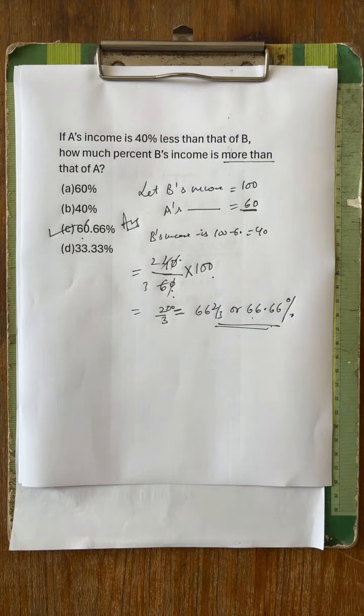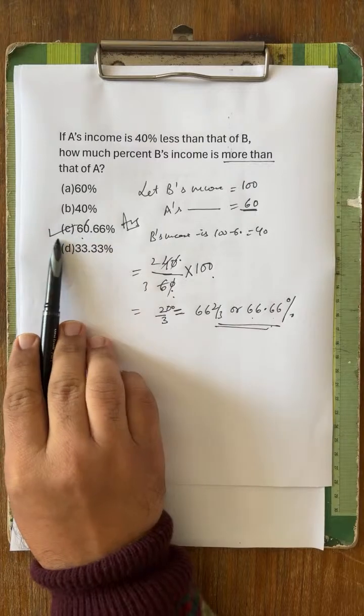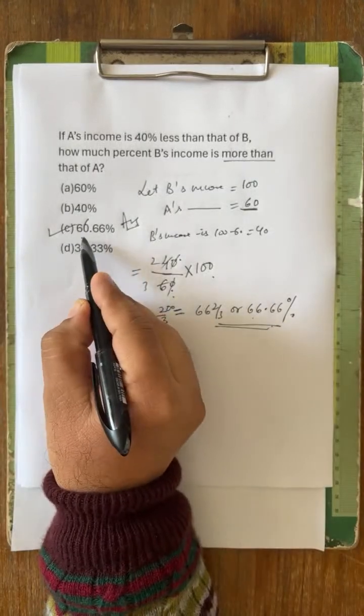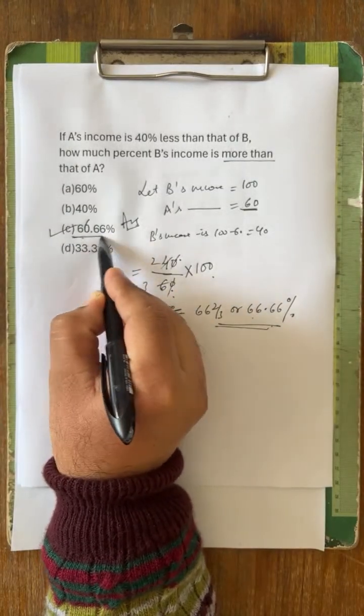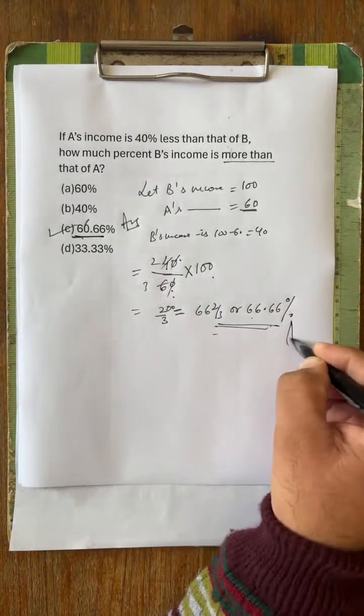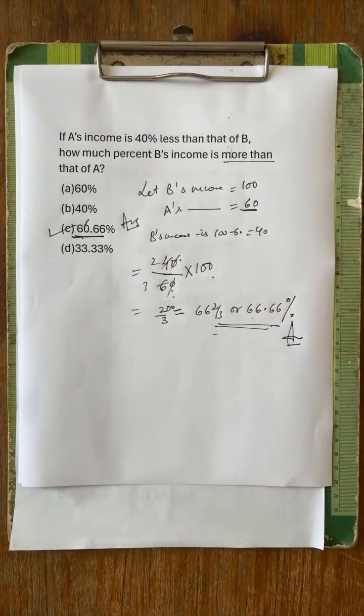Now I hope you understood this question. There was a printing mistake. C option is 66.66. So this will be our answer. Next question.